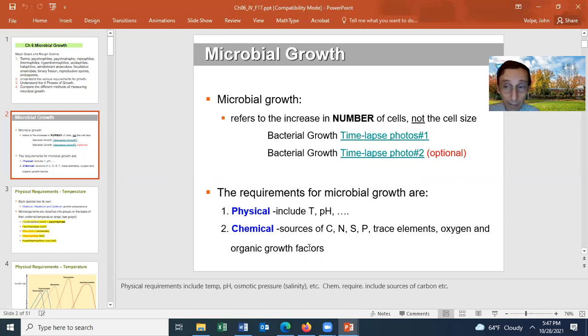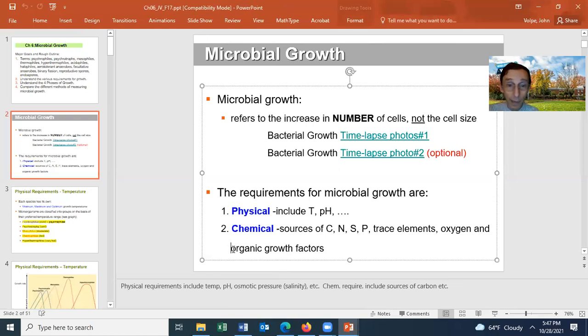For example, us, we have organic growth factors that are required for us to increase in numbers. That means reproduce. And for children to grow, meaning increase in size. Like vitamin C is an organic growth factor that is required by us. Any question about any of that?